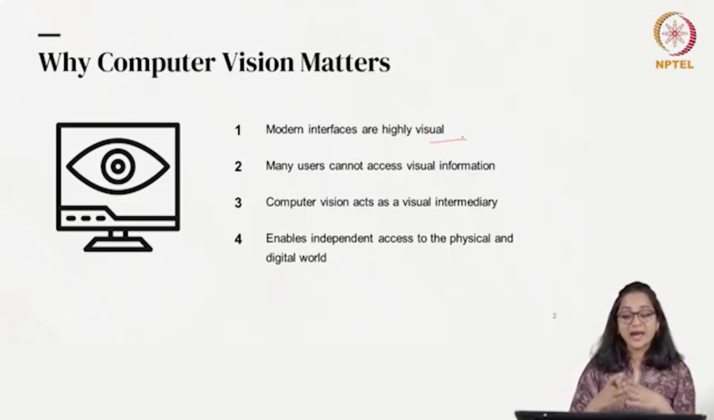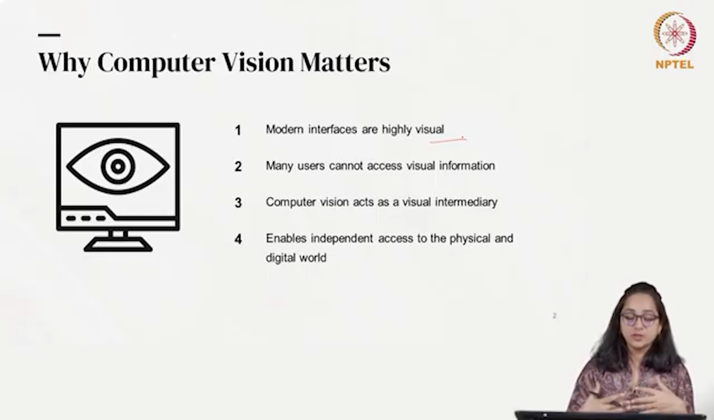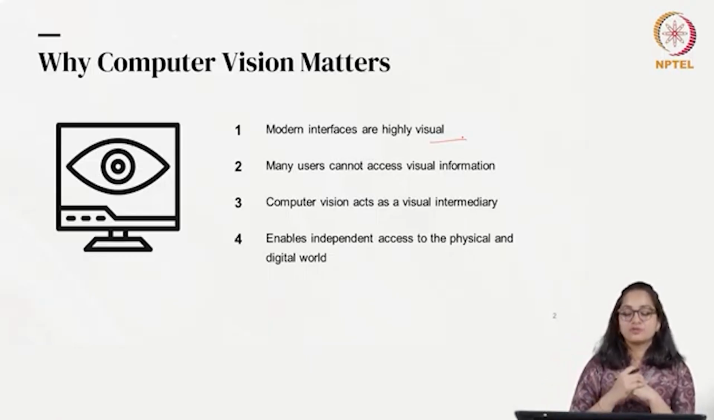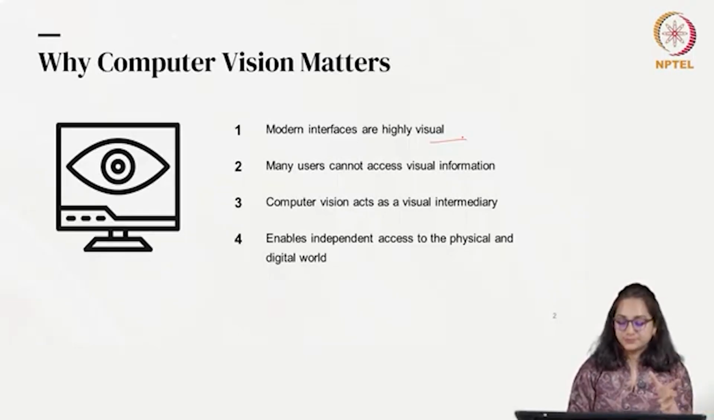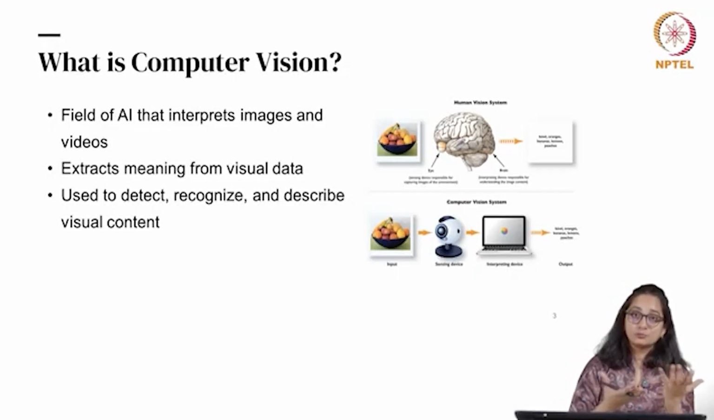So computer vision acts as a visual intermediary between a user who lacks visual control and visual information, and an information system which is highly dependent on vision, for example, right? So it enables independent access to both physical as well as digital world. So let us try to understand what is computer vision, right? And as I said, it's an emerging field of AI. It is enabled by AI. It is called computer vision models.